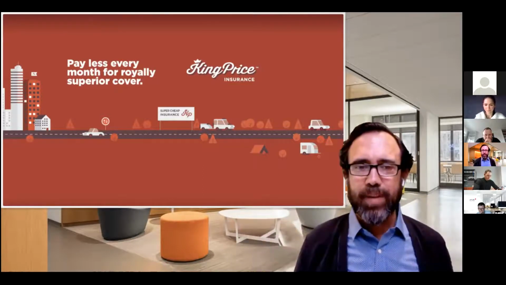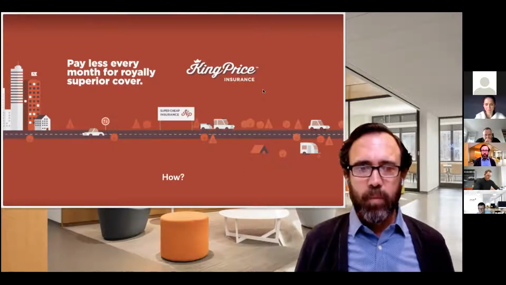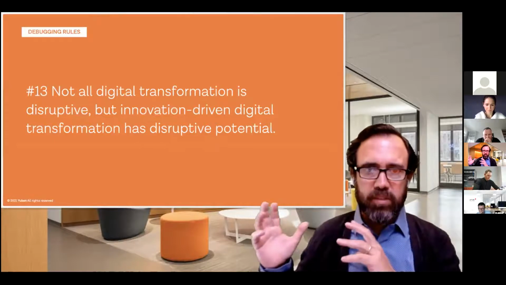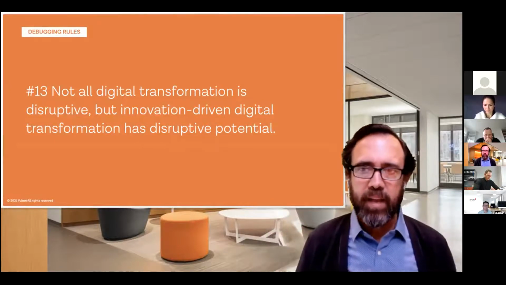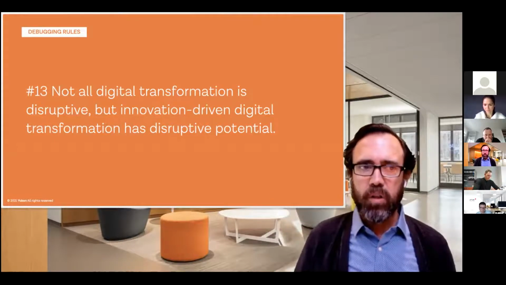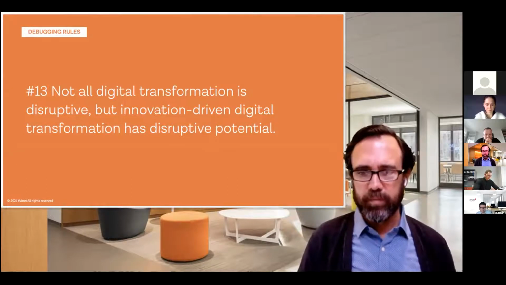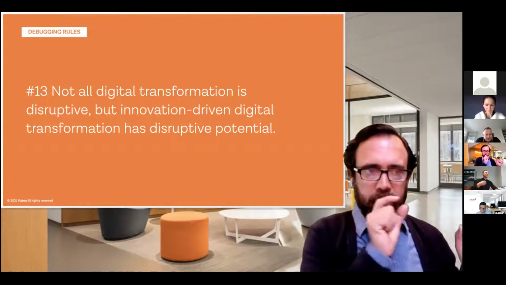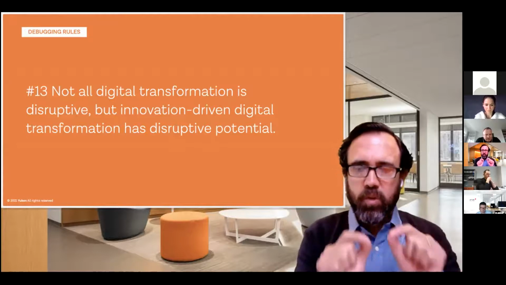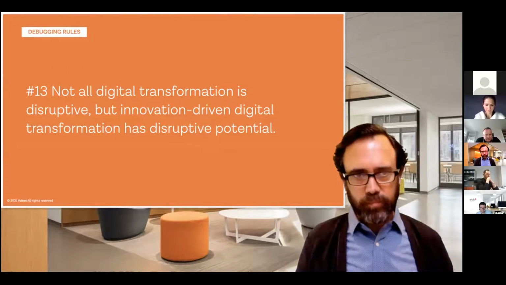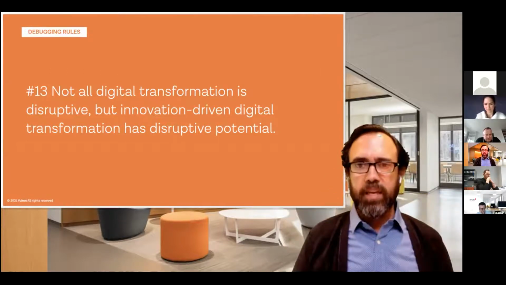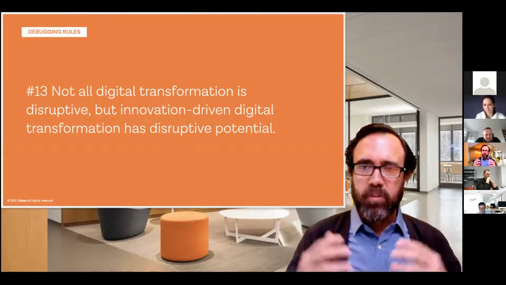Now, this is a very interesting case in which we ask ourselves, where is the value being created? One of the things to take from this case as an example is that, first, not all digital transformation is disruptive. But when you do innovation-driven digital transformation, you can have disruptive potential. What was the innovation here? Let's use the disrupting innovation approach.